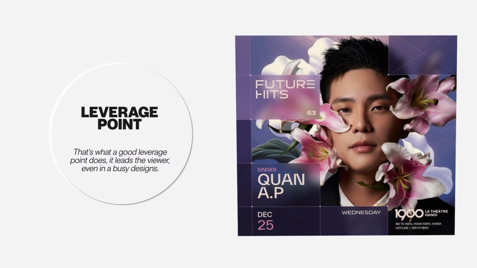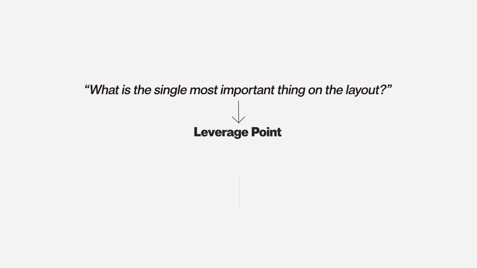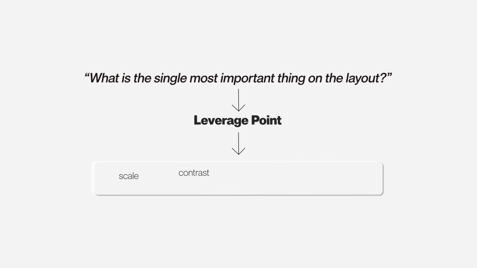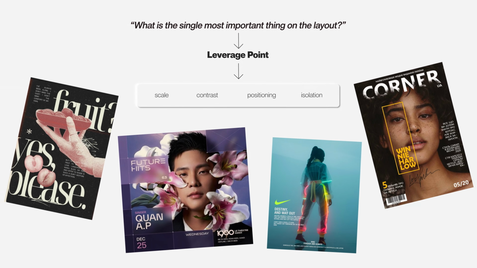And of course, a design can have multiple different leverage points depending on the brief. So how do we actually go about applying this into our graphic design workflow? Start by asking, what is the single most important thing on your layout? That's your leverage point. Now use design tools like scale, contrast, positioning, or isolation to make sure it dominates the design. Push back anything that competes with it.